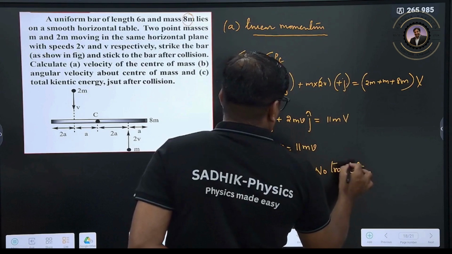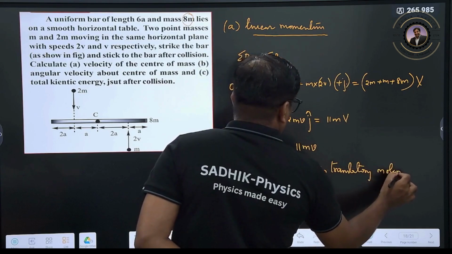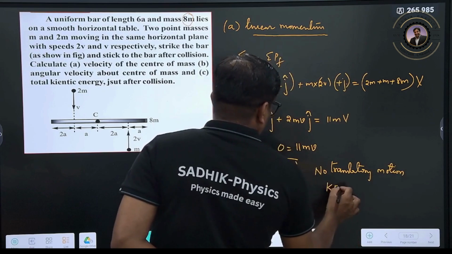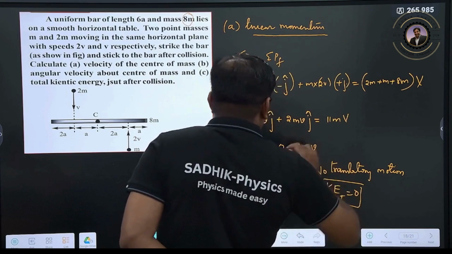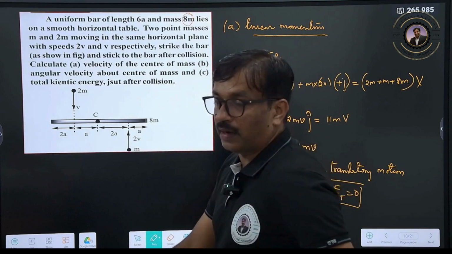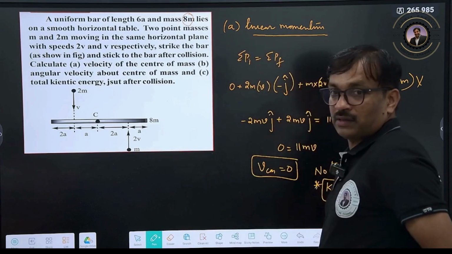No translatory motion means what? The kinetic energy due to translation is also 0. Therefore it is not moving, right? But it will rotate. Let us see now.